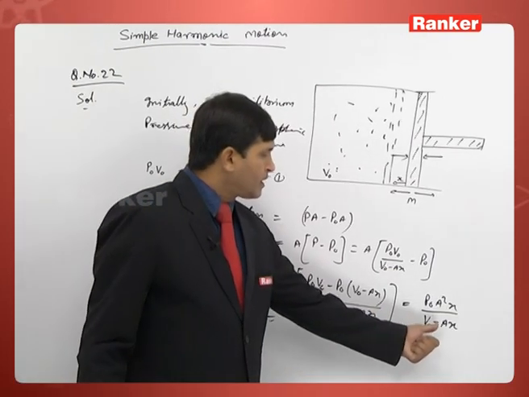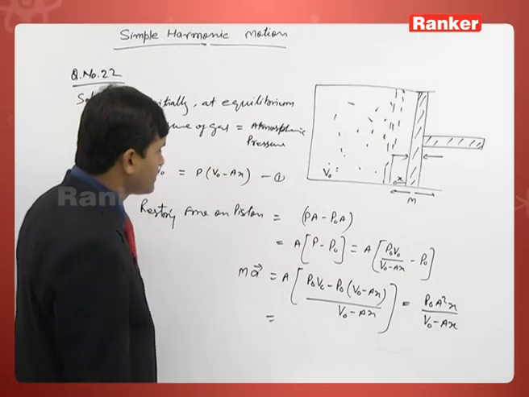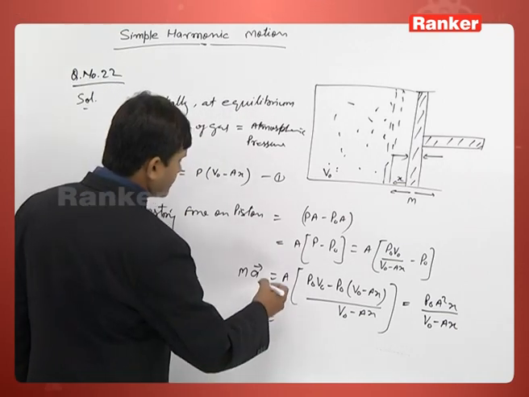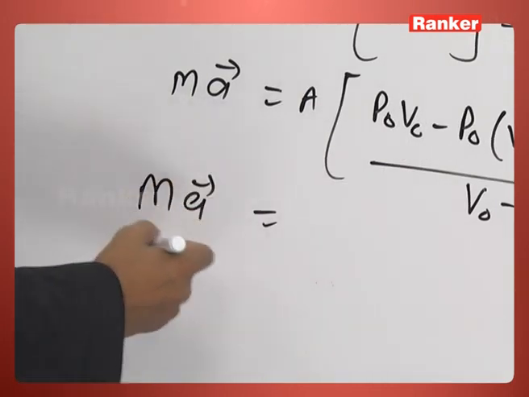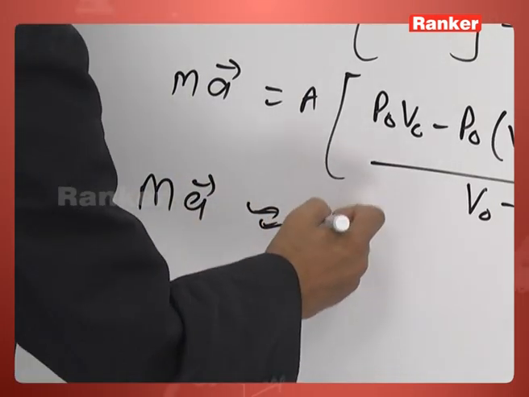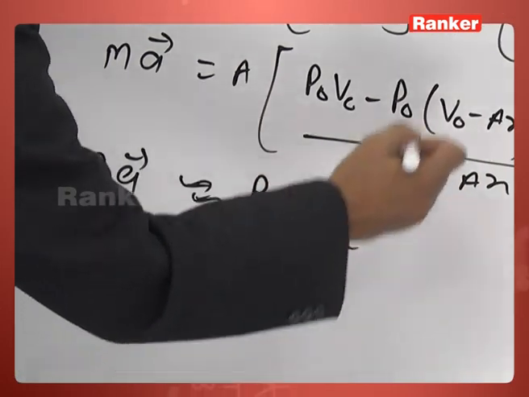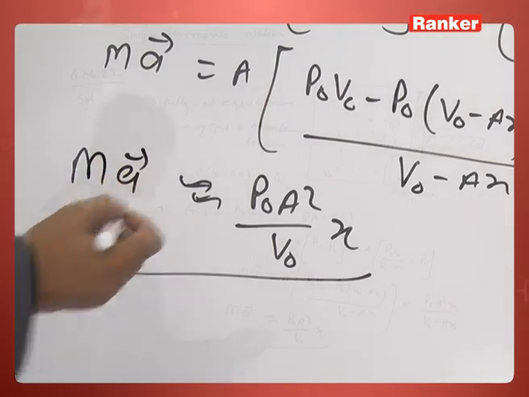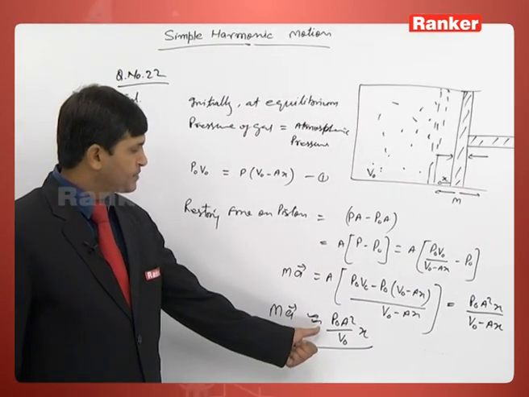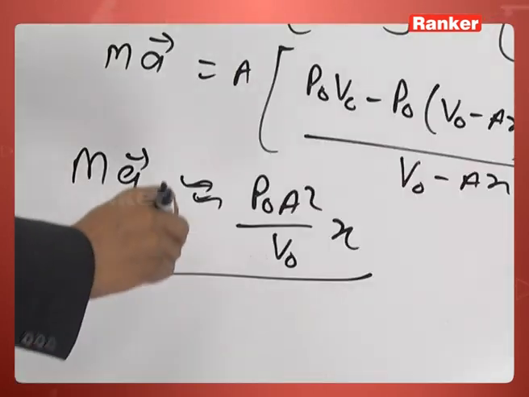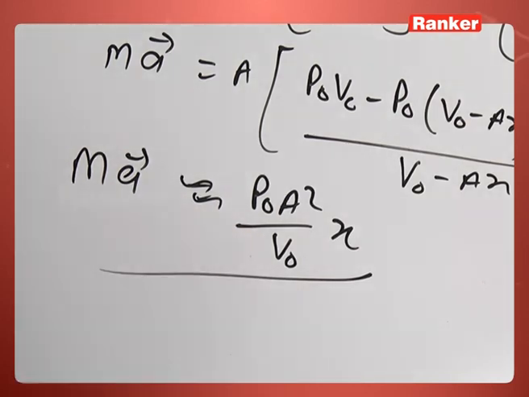Initially, as compared to V naught, AX is very small. So we can write here m a is approximately P naught A square by V naught into x. This is the relation. Now further this we can simplify. See this, that can be simplified by using the ideal gas equation.